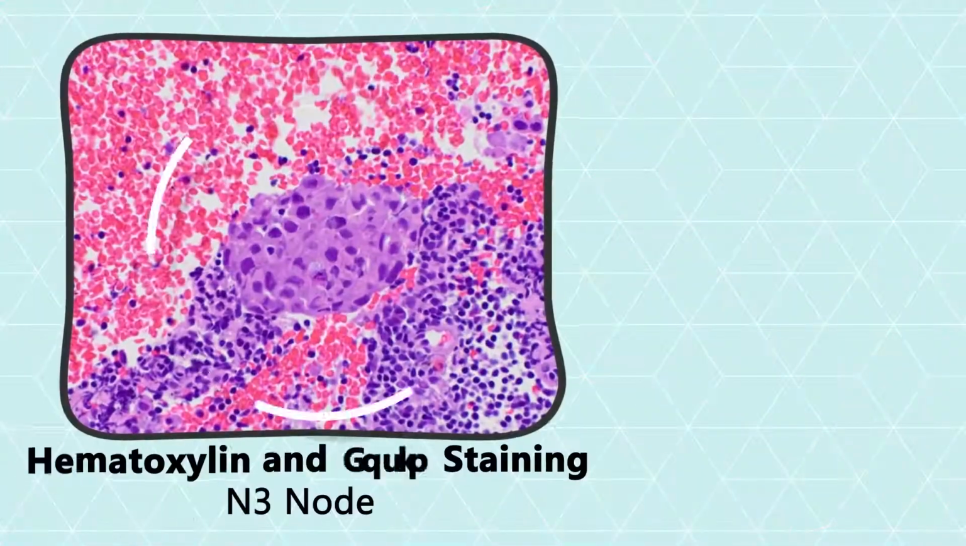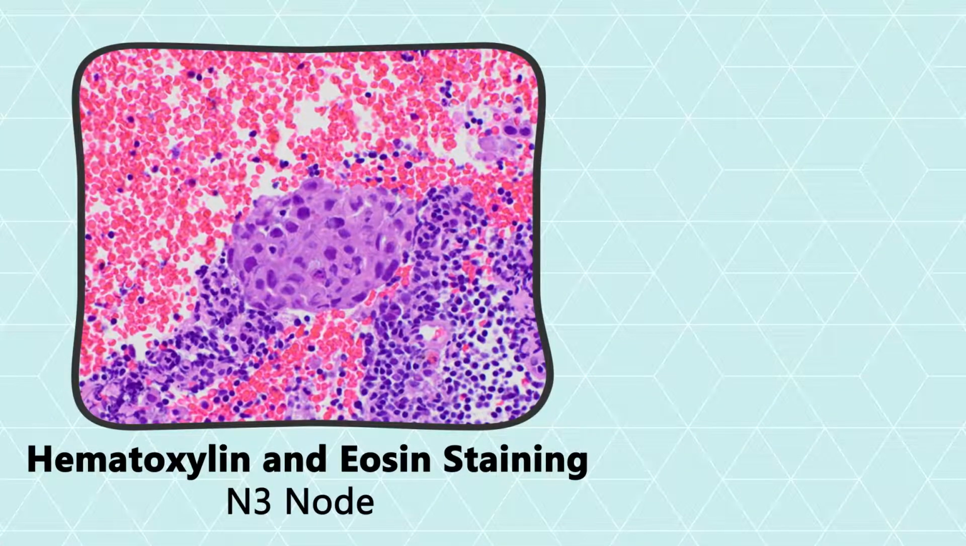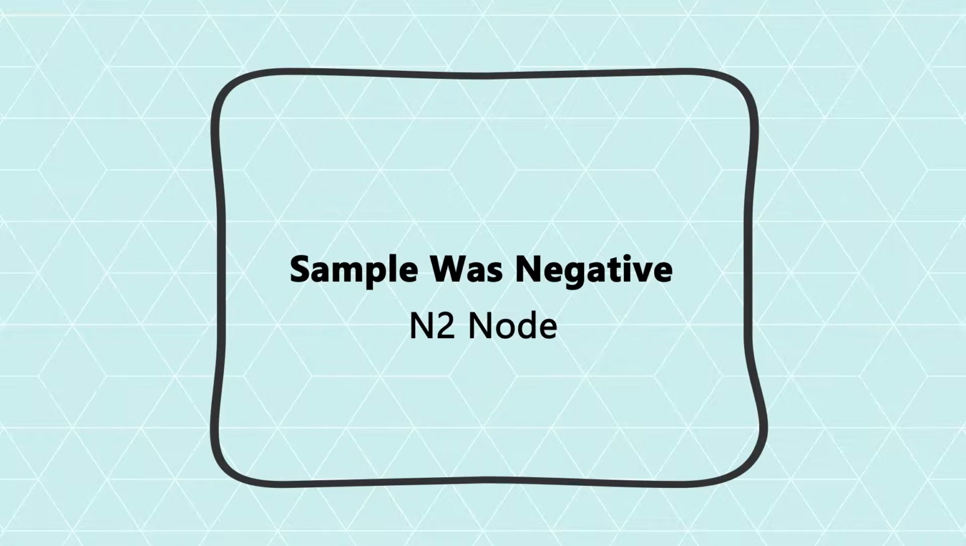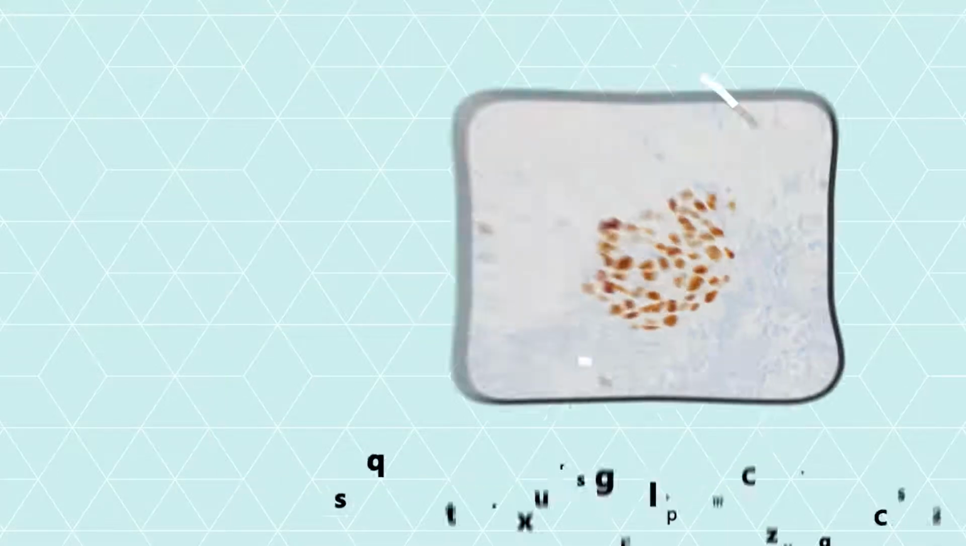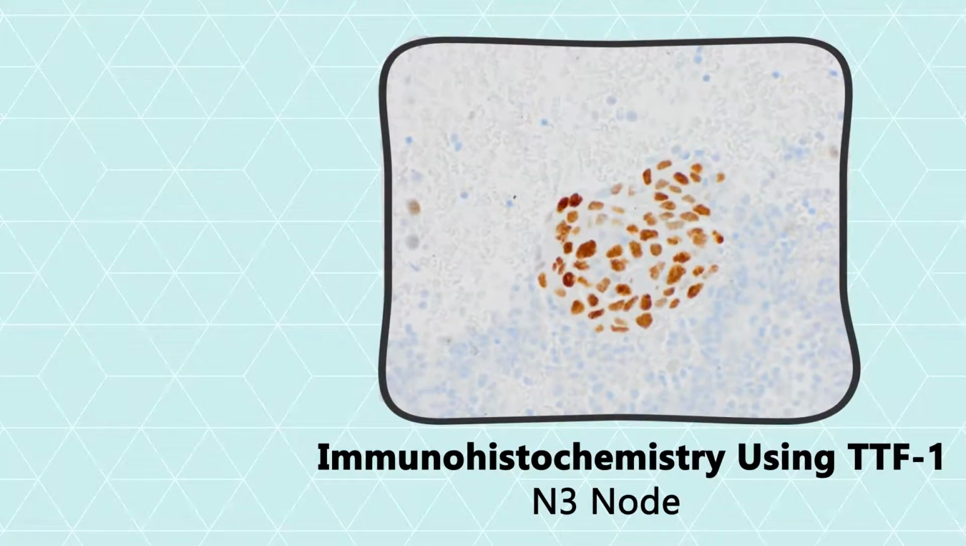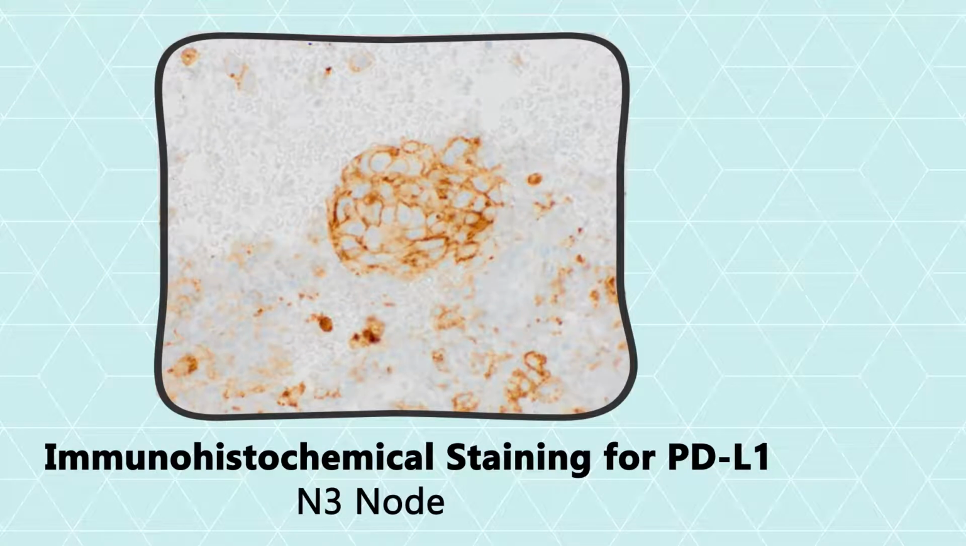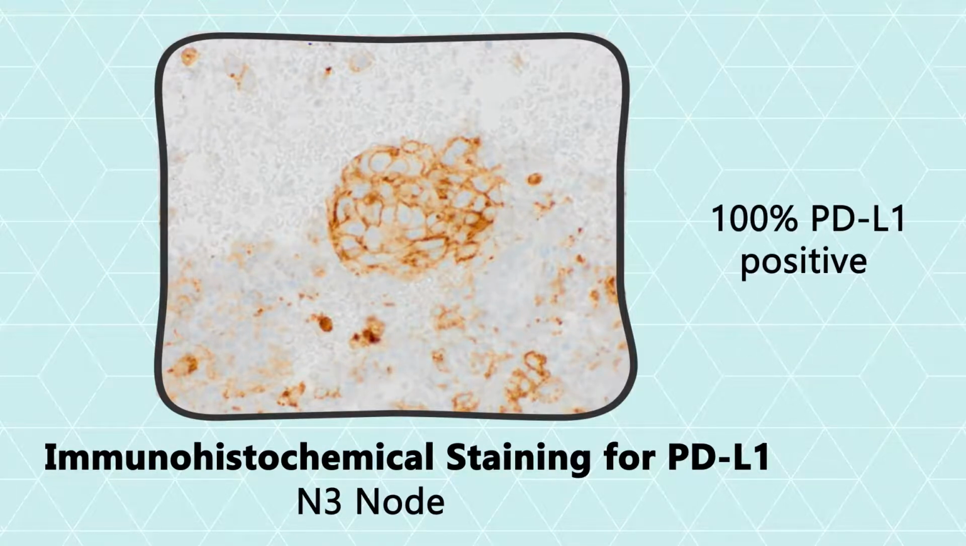For Mrs. Smith, hematoxylin and eosin staining of a cell block section from the N3 node reveals poorly differentiated adenocarcinoma with irregularly spaced nuclei that are variable in size. The sample from the subcarinal N2 lymph node was negative. Immunohistochemistry using TTF1 confirms the histology is adenocarcinoma. Immunohistochemical staining for PD-L1 reveals the tumor to be 100% PD-L1 positive.